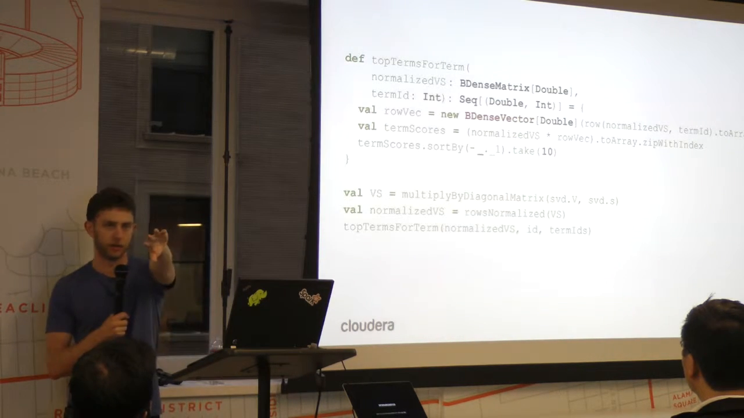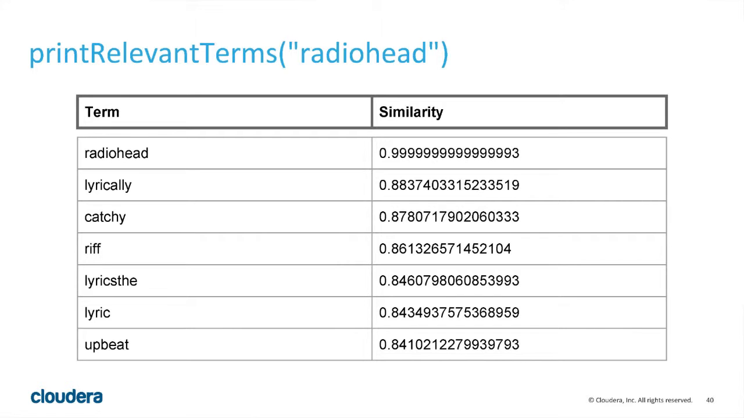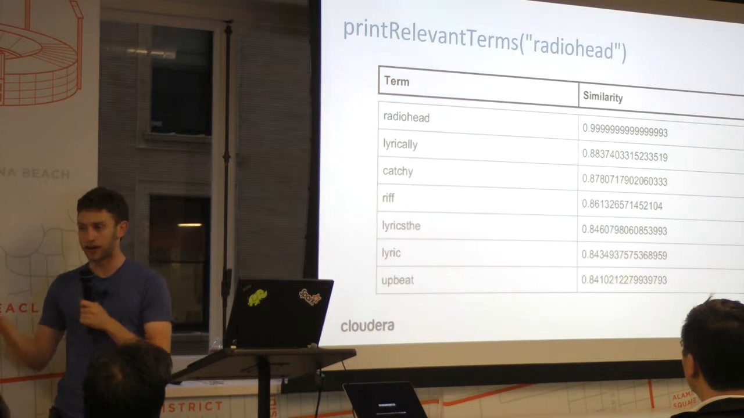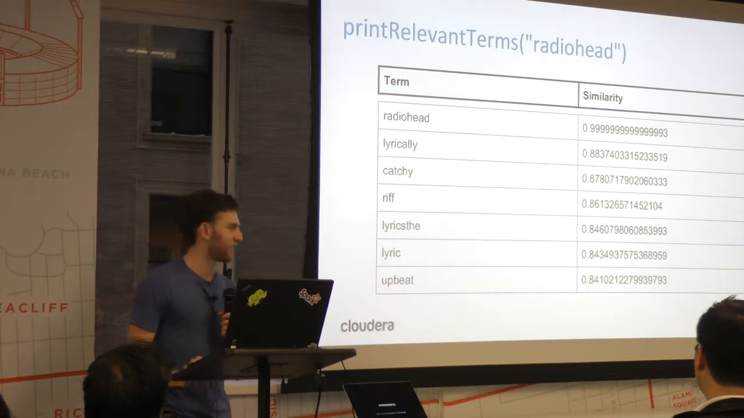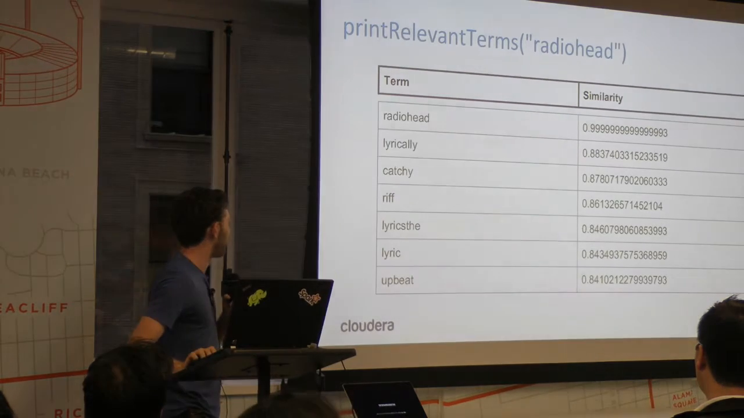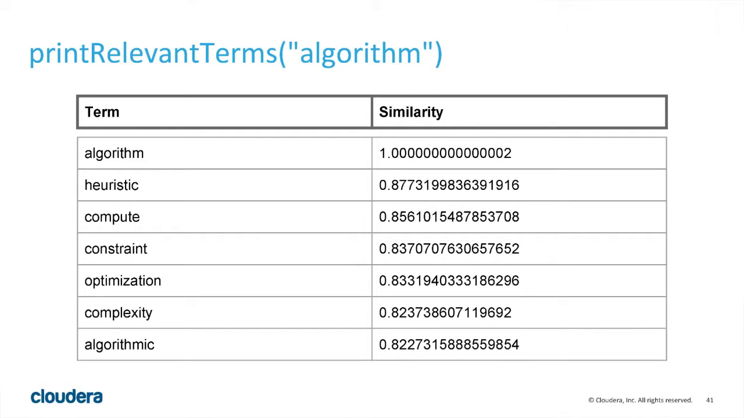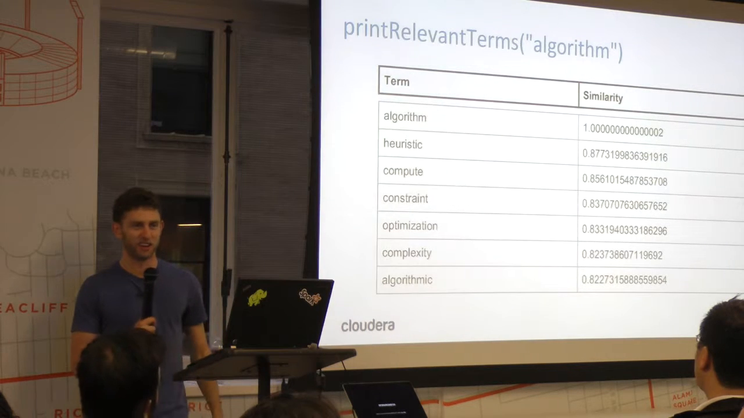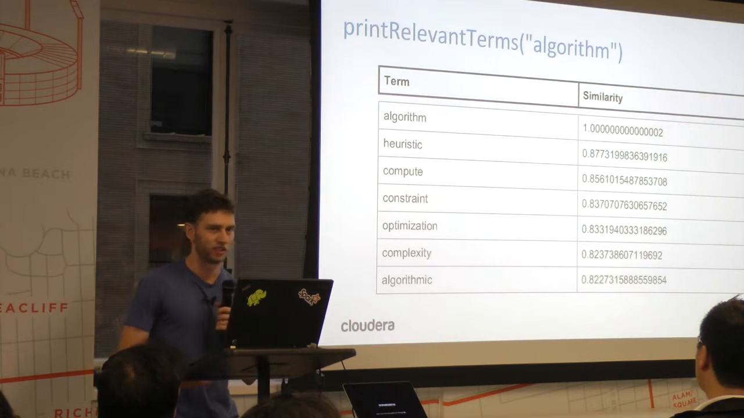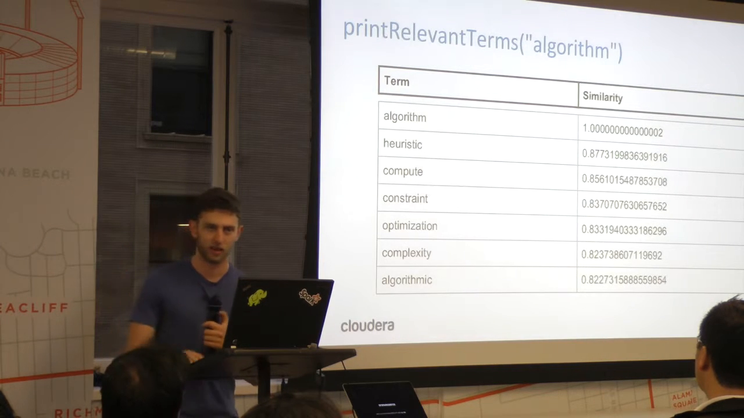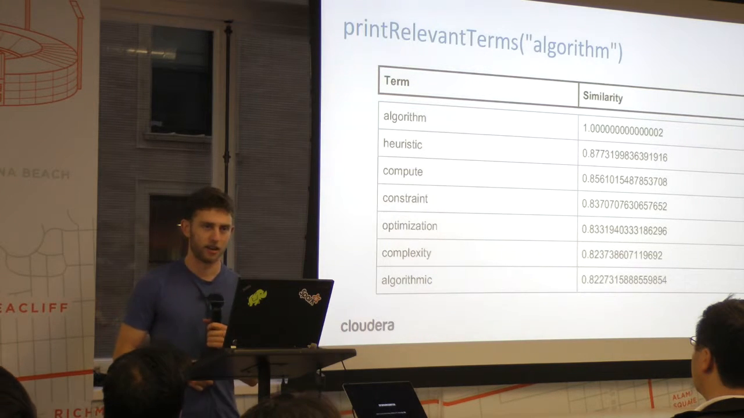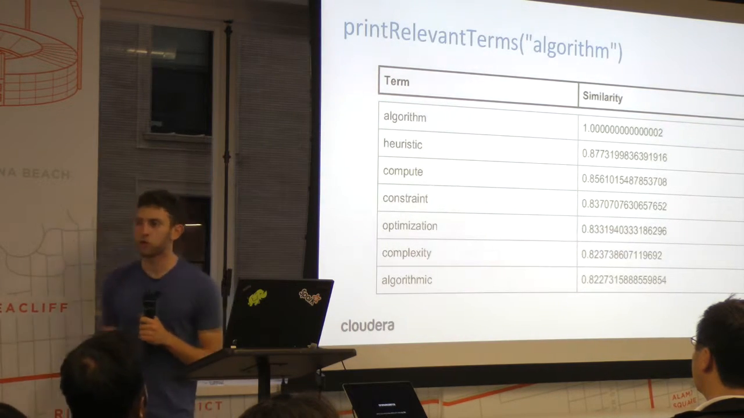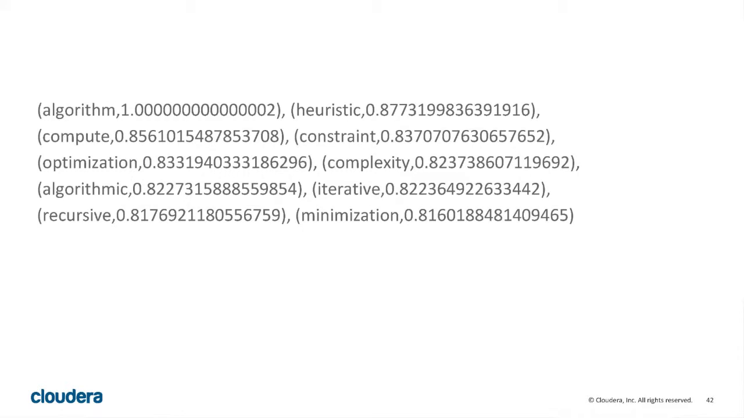That's what this bit of code does. It finds the top terms that are related to a particular term. So if we type in Radiohead as a term, we get Radiohead, lyrically, catchy, riff, lyric. This last one is a little weird, upbeat. Our algorithm is doing something kind of weird, but maybe this should have a negative affinity. If we print relevant terms for algorithm, we find algorithm, heuristic, compute, constraint, optimization, complexity. These all seem relatively reasonable to us. On the right in that little column, we're looking at the similarity, which is basically the score, the cosine similarity between those two columns.